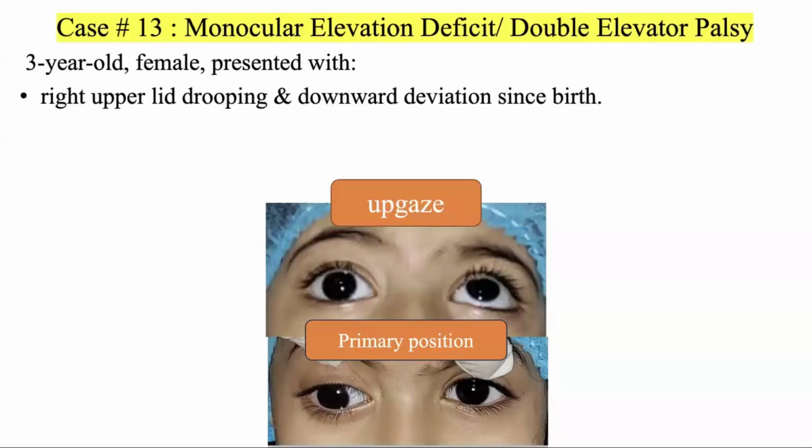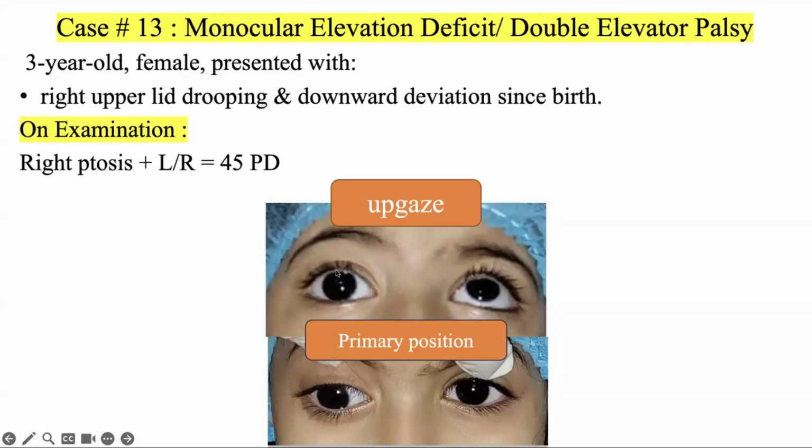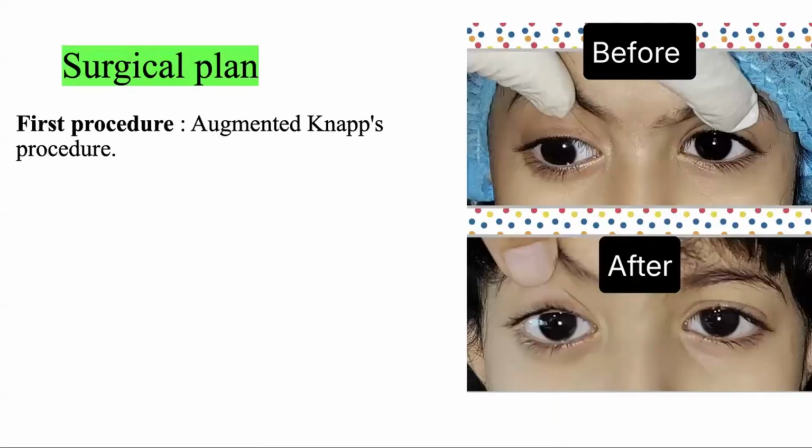So this small child, 3-year-old, presented with right upper lid drooping with downward deviation since birth. So she had right hypotropia since birth, and you can see here there is limitation of elevation in the right eye. On examination, she had right ptosis with right hypotropia of 45 prism diopter, that is large hypotropia, and FDT done intraoperatively was negative. So the surgical plan was to do NAP procedure, augmented NAP procedure.